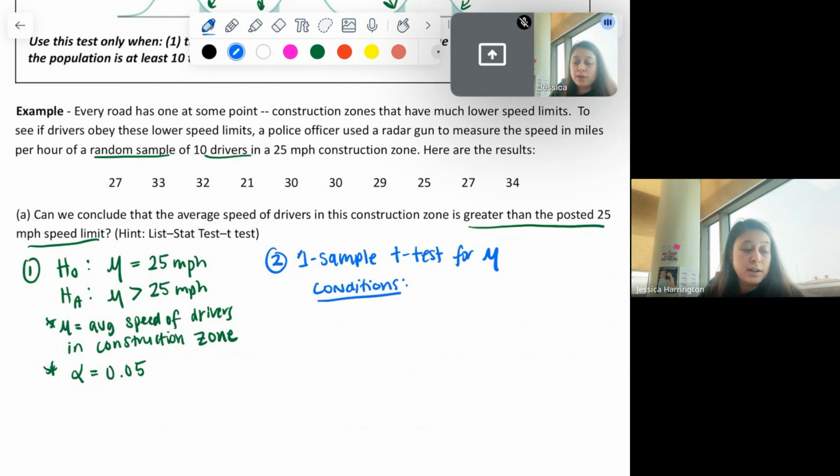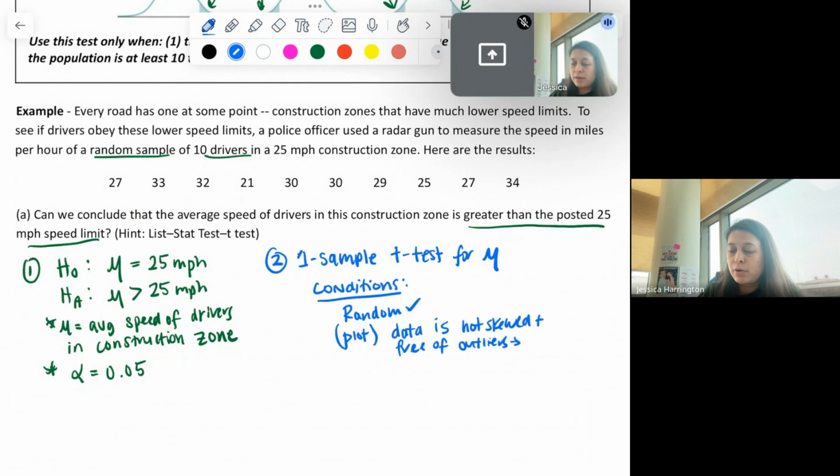So we need to check that it's random, which it says up there. We need to check that it's normal. So in this case, you have all of the data. So you need to plot it and check that it's free of skewness because the sample is less than 30. So you need to plot it. That's why I'm putting it here. And then I'm just going to tell you that you can say data is not skewed and free of outliers. So we can say it's approximately normal.